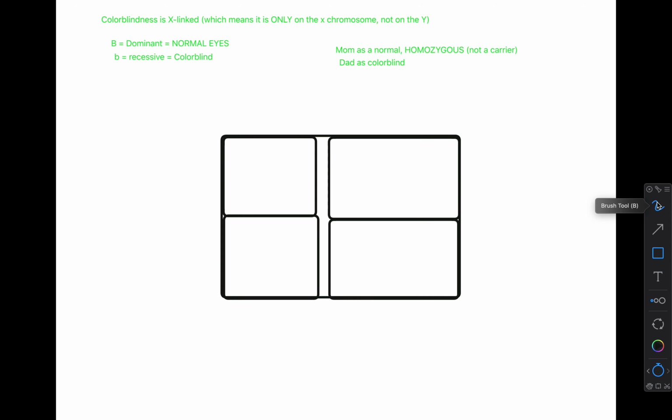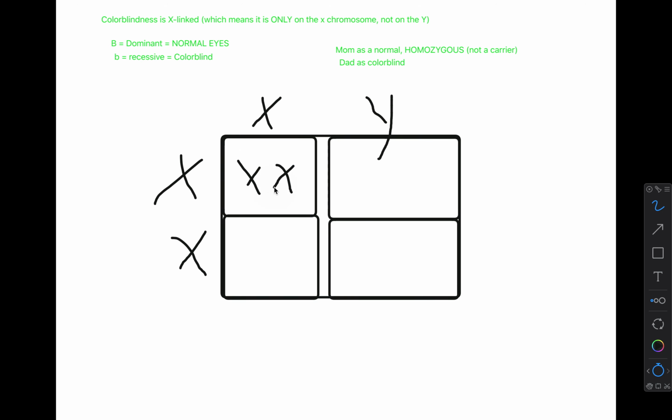So the very first thing we write in, remember, is our X and our Y, right? So dad is up here. We could put him on the side, it doesn't matter. And mom is over here, right? So then this is X, X, female, X, X, female, X, Y, male, X, Y, male.